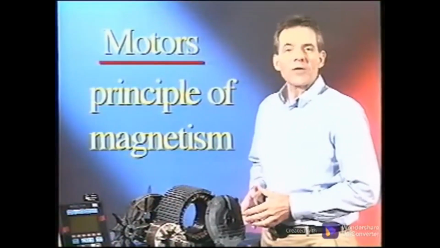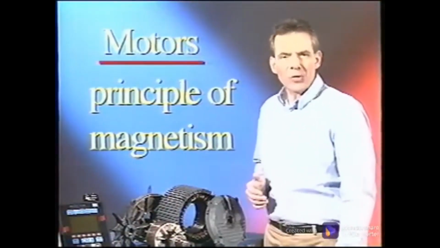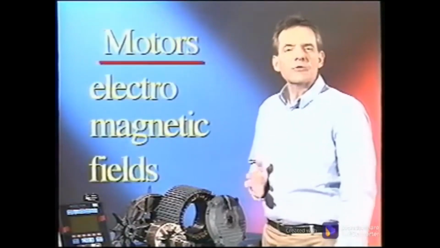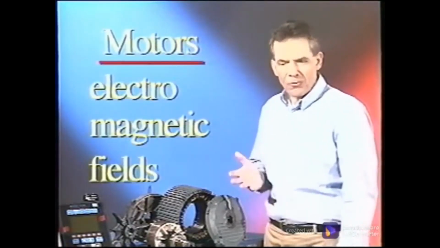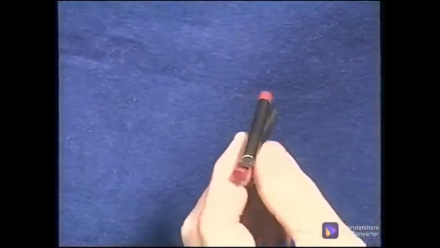Electric motors operate on the principle of magnetism. Although most motors do not have permanent magnets in them, they use electromagnetic fields to force the rotor to spin in much the same way that the fields of bar magnets can repel or attract each other.